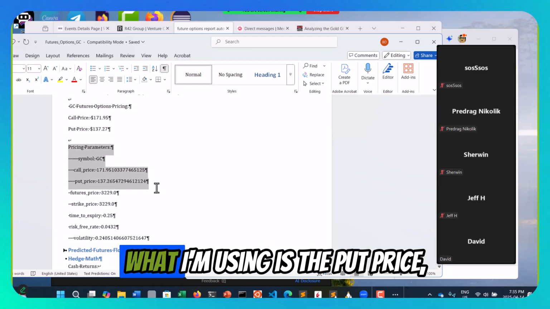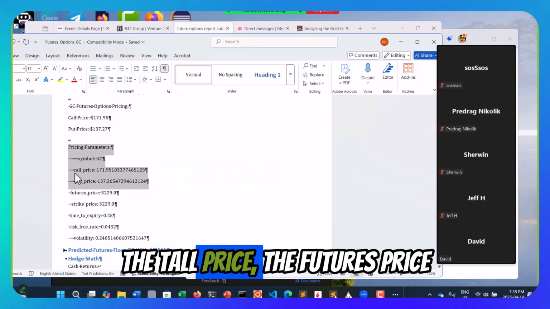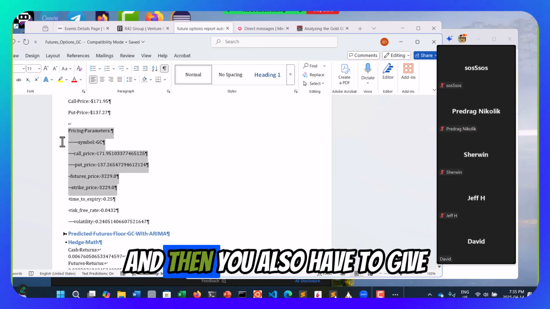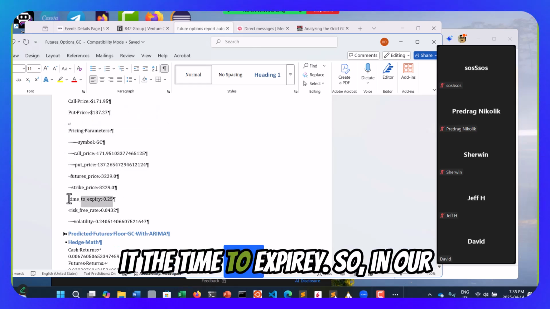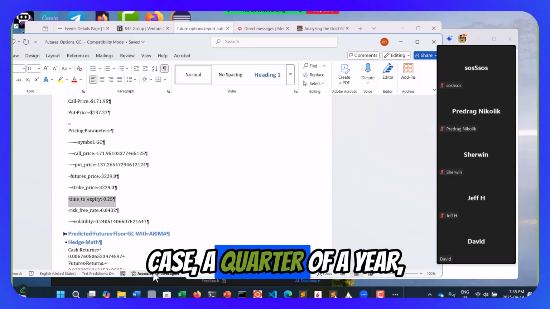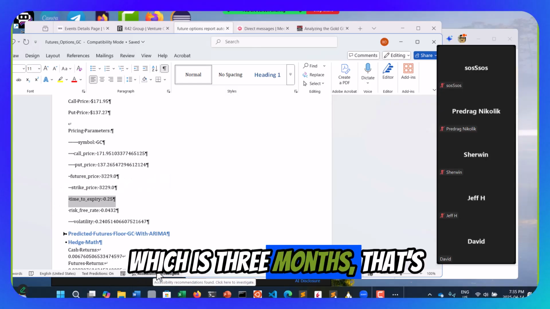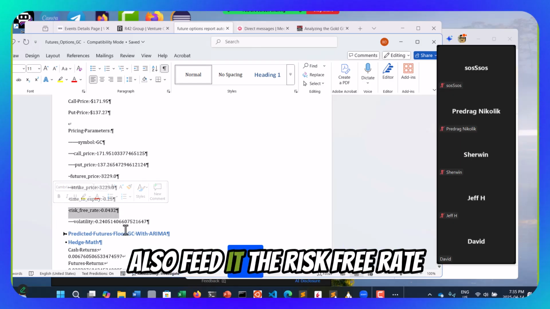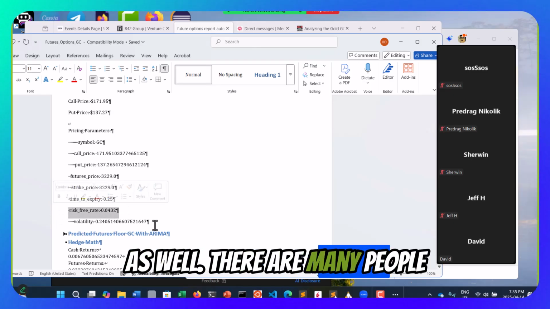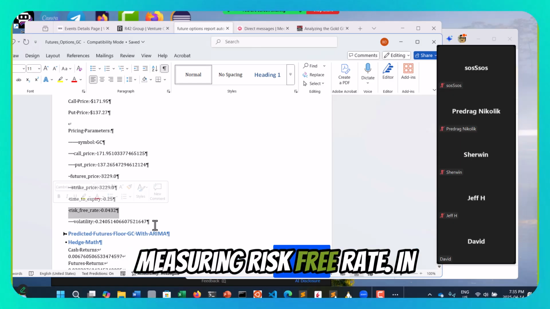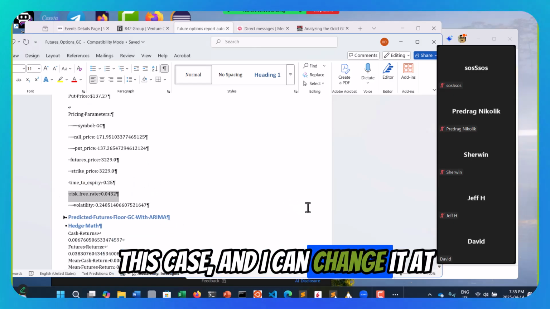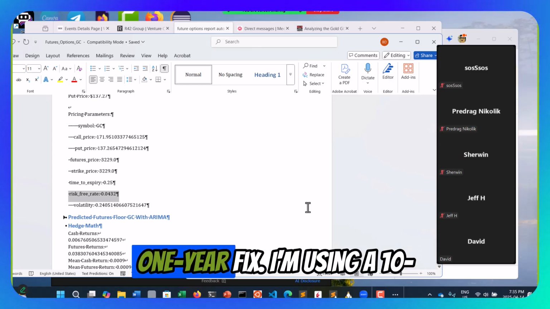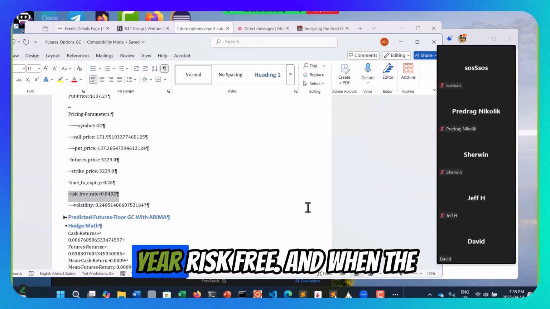As I said here, what I'm using is the put price, the call price, the futures price, and the strike price as well. Then you also have to give it the time to expiry. In our case, it'd be a quarter of a year, which is 3 months. That's pretty standard. I can feed it whatever I want. We can also feed it the risk-free rate. Many people have different ways of measuring the risk-free rate, and I can change it anytime I want. It could be a 1 year fixed. I'm using a 10-year risk-free.